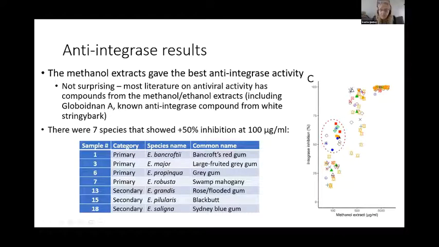And when we zoom in on what these actual dots are, we found that we had 7 species that showed greater than 50% inhibition of our enzyme at 100 micrograms per mil, which was the lowest concentration I tested in this particular study. We had 4 of our primary koala food species, or our leaf species, that had this activity, and 3 of our secondary. So the gums came out well, along with some of our black butts and mahogany. So this was really promising.